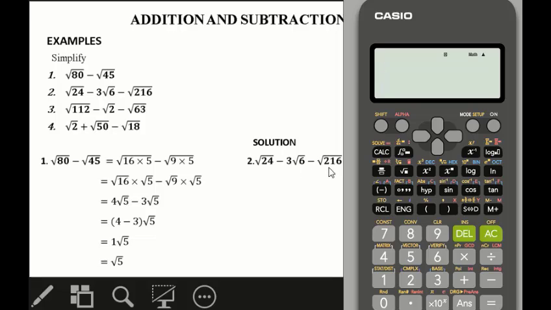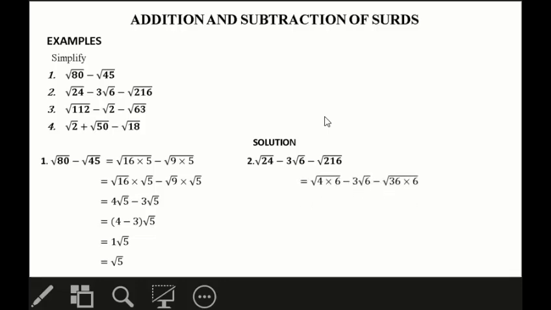Then we come to the next one, which is the root of 216. So we punch the root of 216. You press your equal to sign to give you 6 root 6. That means if you multiply the 6 outside by another 6 again, then it is going to give us 36. So which implies that we are going to have an expression in this form as 36 times 6 under the root sign. So let's see how it is going to be.